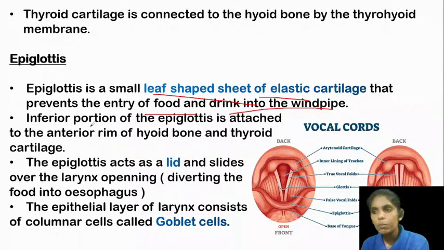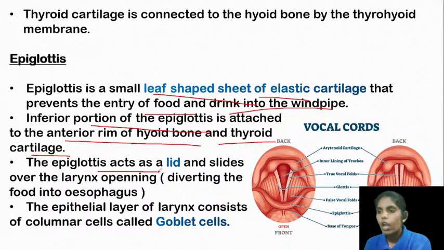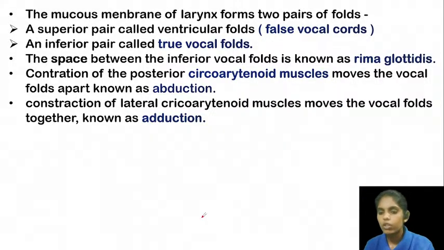Now the inferior portion of the epiglottis is attached to the anterior rim of the hyoid and thyroid cartilage. The epiglottis acts as a lid, as I told you, and the epithelial layer. So that is one second.